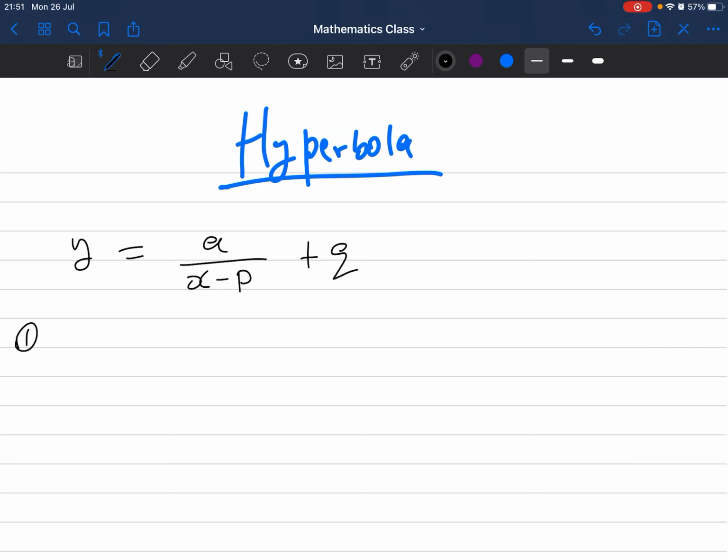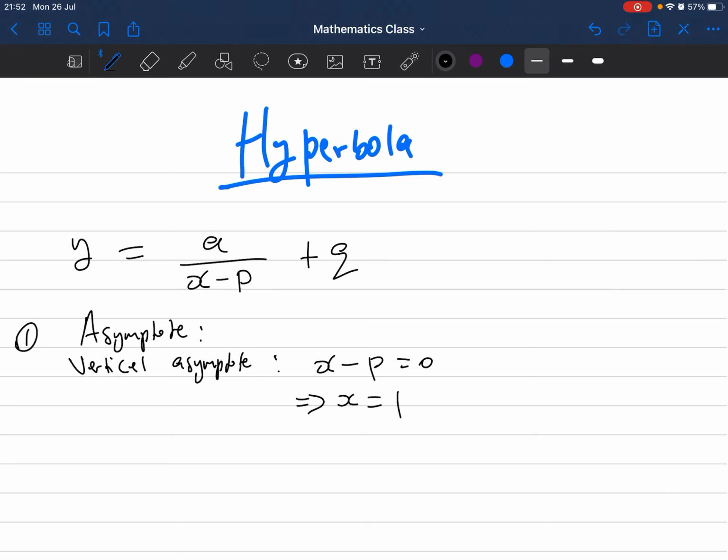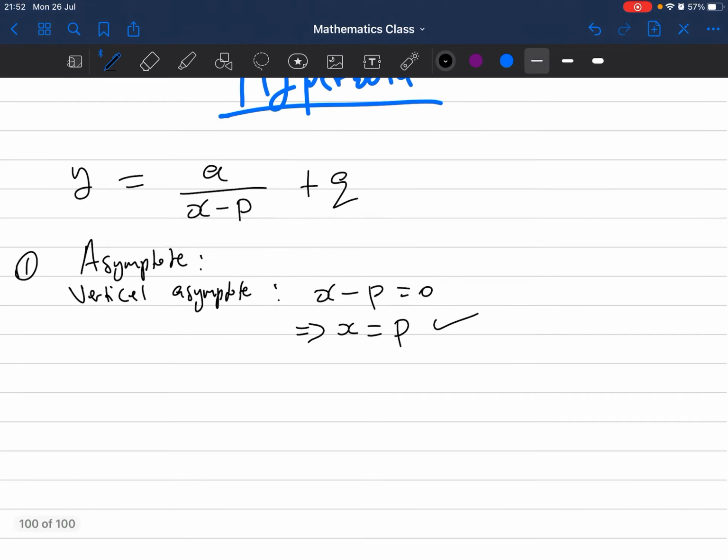A hyperbola has asymptote, okay? What is asymptote? I'm just going to show you just now. But there are two types of asymptote. There's a vertical asymptote. Well, a vertical asymptote is this part here equal to 0. That's a vertical asymptote. So you say x minus p is equal to 0, and then you solve for x, your x is equal to p. This is your vertical asymptote.